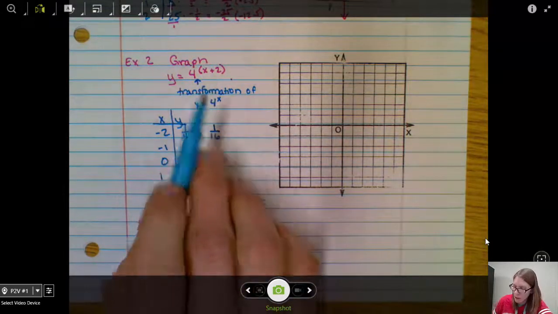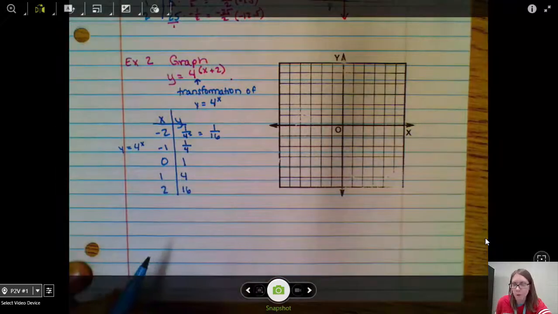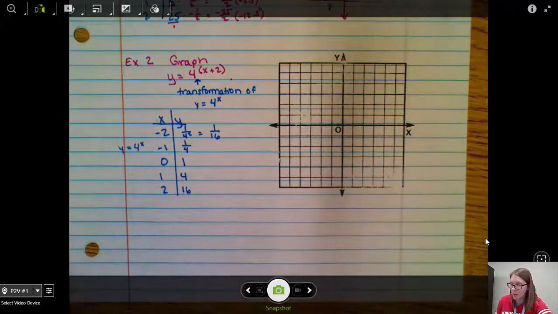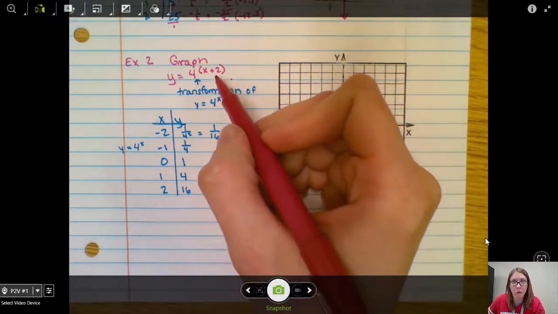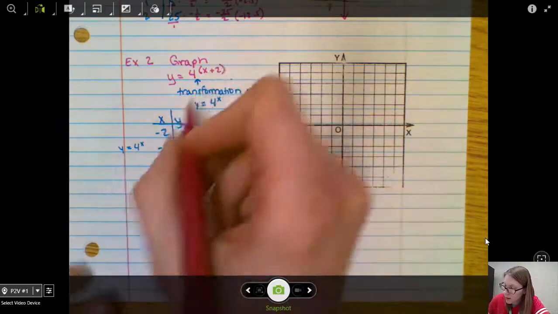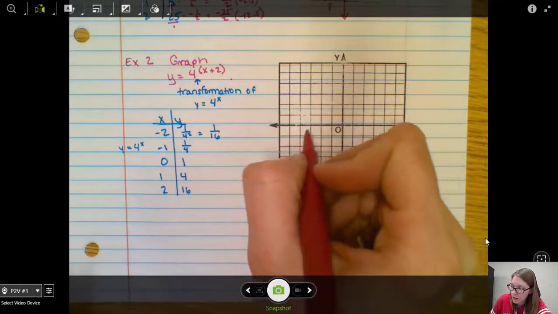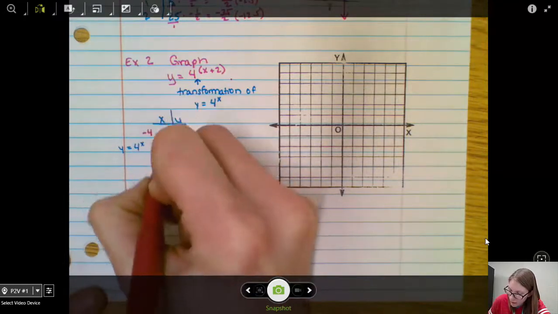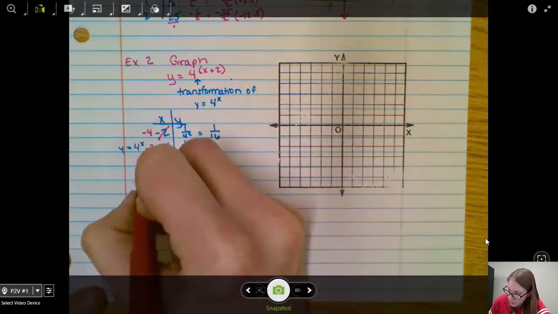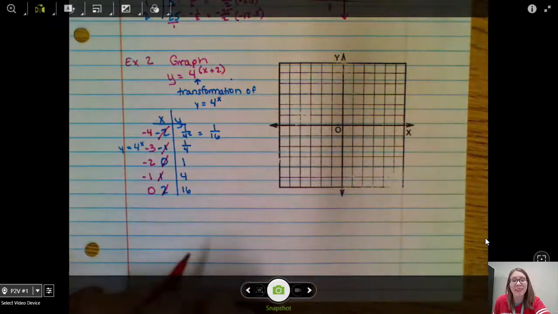Now these transformations that happen, again, this is y equals 4 to the x that we made our table for. Our transformations that happen, this plus 2, we said moves our graph to the left 2. So if we're going to the left, our x values should get smaller. Subtract 2 from each of your x values. And that's our only transformation.